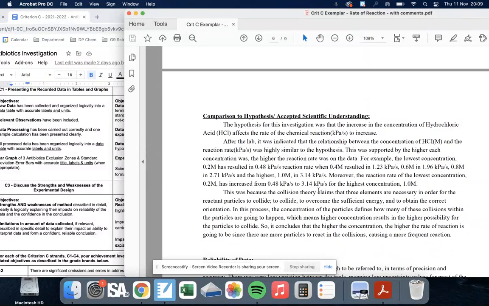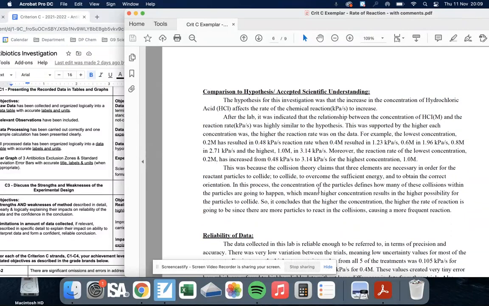And then, same thing, compare your results back to the hypothesis and the scientific understanding. Make sure to really explain why it supports or doesn't support your hypothesis. And please avoid saying that it has proven your hypothesis. We can only support or not support our hypothesis.